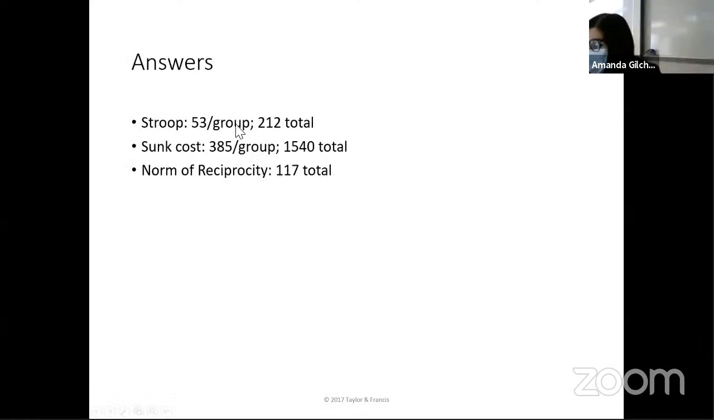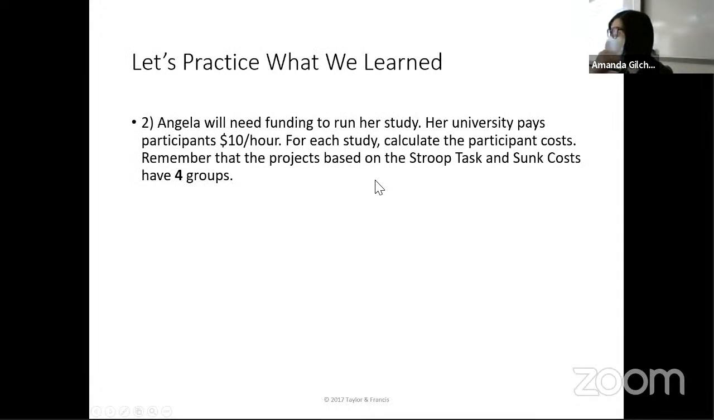Okay, so the answers were, as we found, 53 per group, so that's 212 total. For the sunk cost, it was about 385 per group, 1540 total, and the norm of reciprocity is 117 total. Now here's where the rest of that comes into play. Angela will need funding for her study. Her university pays participants $10 per hour. For each study, calculate the participant costs. And remember that the projects based on the Stroop task and the sunk cost have 4 groups, so don't forget those participants.